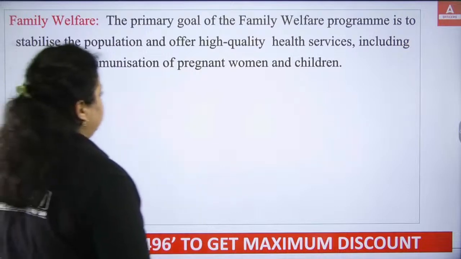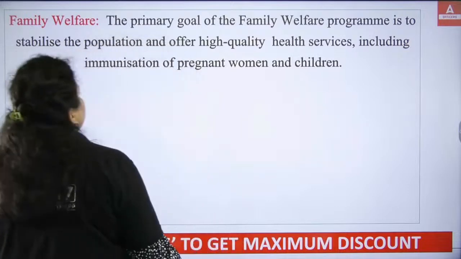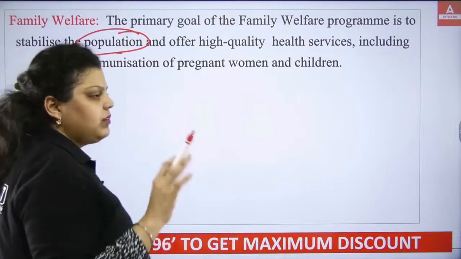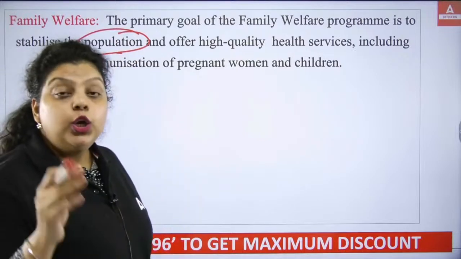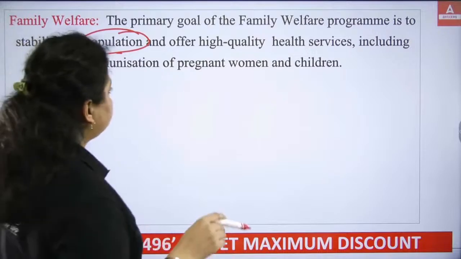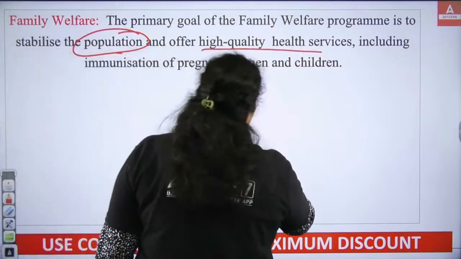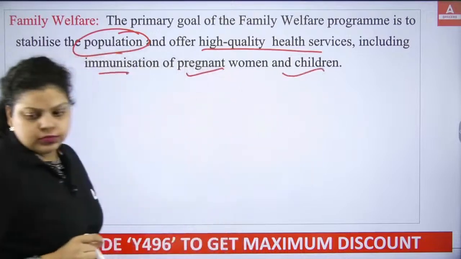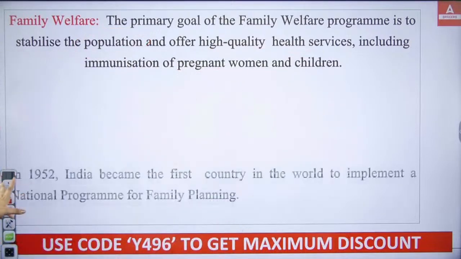Now, family welfare. The goal of family welfare is to stabilize the population. Always, whenever we talk about family welfare, why are we doing family welfare? To control the population. To offer high quality health services that will include the immunization of pregnant women and children. Okay, so this is the objective.